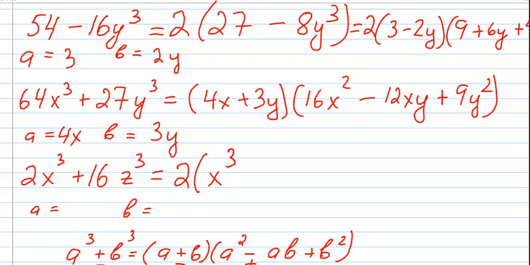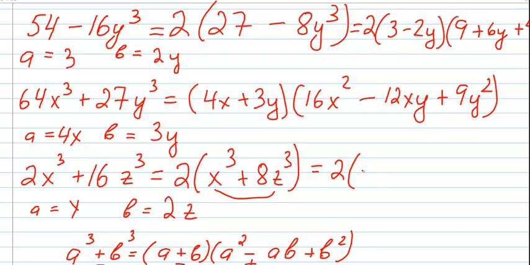What is left is x cubed plus 8z cubed. So inside the parentheses we have the sum of 2 cubes. We identify our a, which is x, our b, which is 2z, and then we continue using the formula, the sum of 2 cubes, keeping 2 as part of our answer. a plus b becomes x plus 2z.